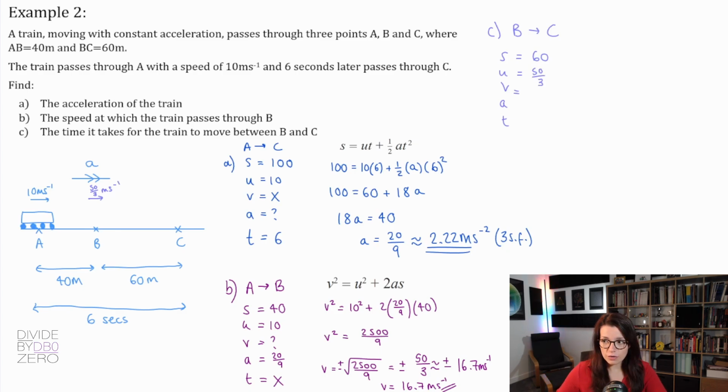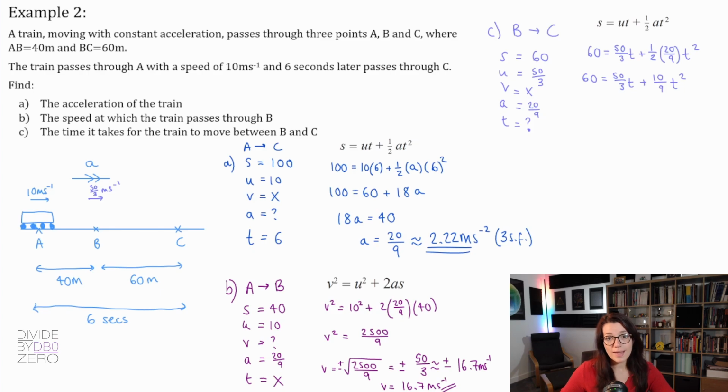Final velocity, don't know, don't care. Acceleration, once again, is 20 over 9. And t is what we want to know this time. Once again, the suvat equation without v in it is s equals ut plus half at squared. So that's the one we want to use here. We sub in our values. We can expand. And then it's looking like we have a quadratic.